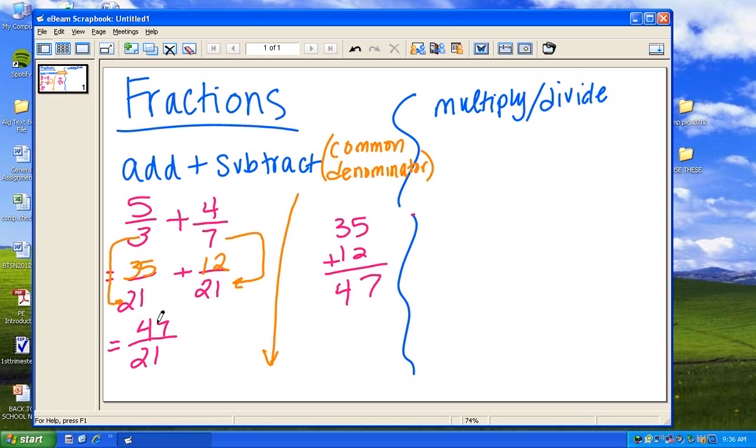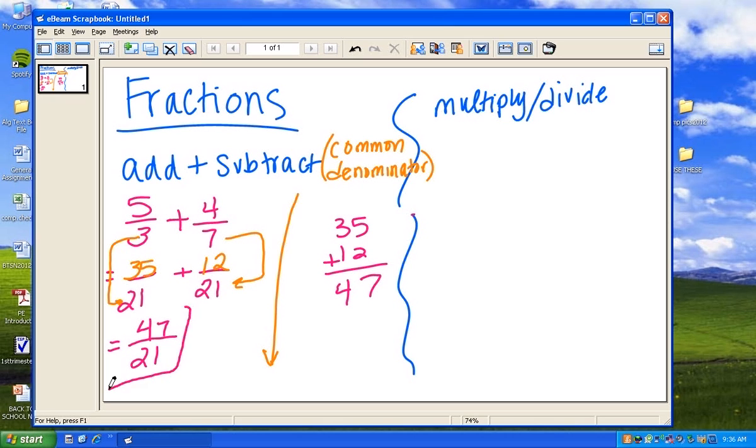Now, is it simplified? No. Okay, why do you say that, Michael? Yes, it is. Why do you say that, Michael? Because 41 is a prime number. 41 is a prime number, except we're not dealing with 41. We're dealing with 47. 47 is a prime number. So there's nothing else that can go into 47 except 1 and 47. So this fraction is in simplest form.